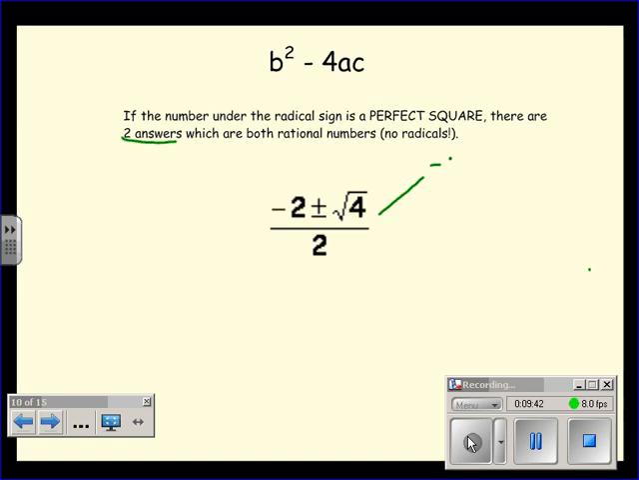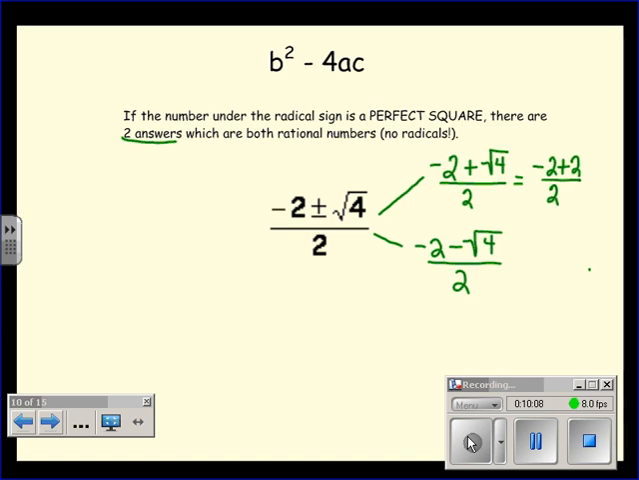We start off with negative 2 plus the square root of 4 over 2. But we also have negative 2 minus the square root of 4 over 2. This, of course, will simplify to be negative 2 plus 2, because the square root of 4 is 2, over 2. And then we will have negative 4. I'm sorry, we will have 0.